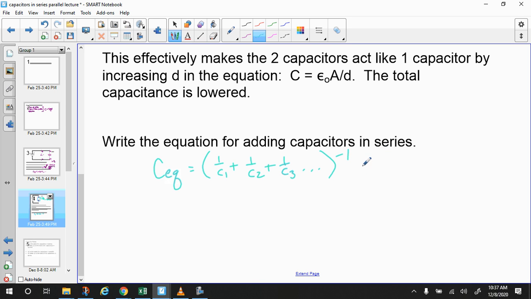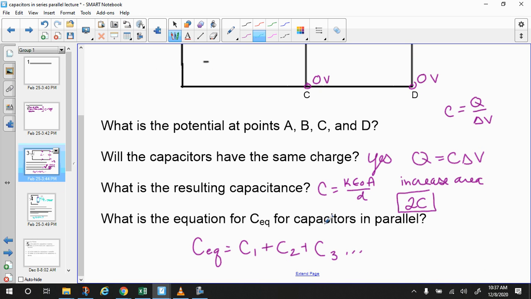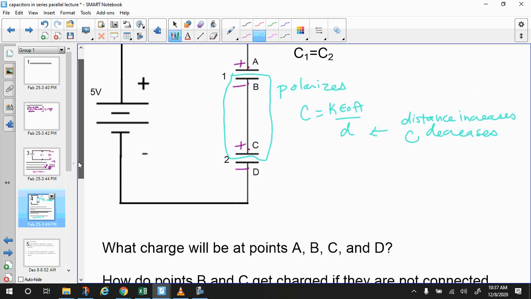So for resistors, when we added them in parallel, we used this equation, but for capacitors, when we add them in series, we use this equation. And then for resistors, when we added them in series, we used this equation, but when we add capacitors in parallel, we use this equation. So they're just the same rules, just flipped.